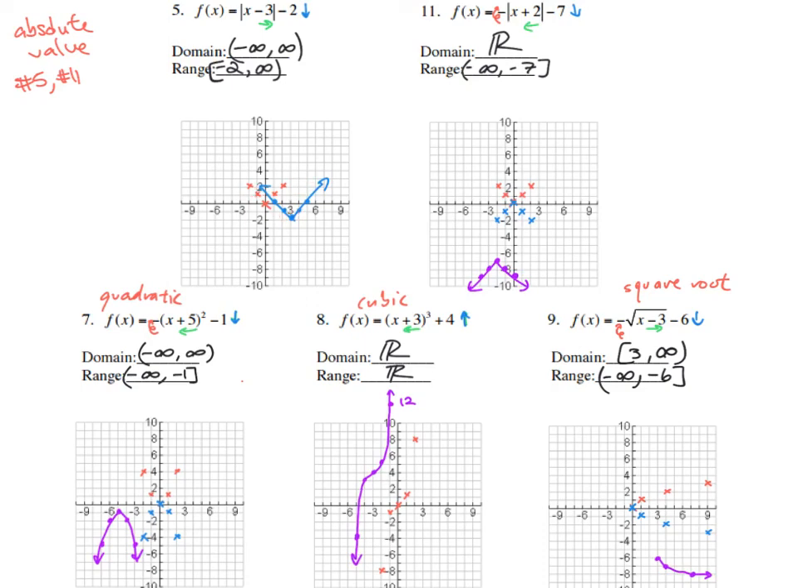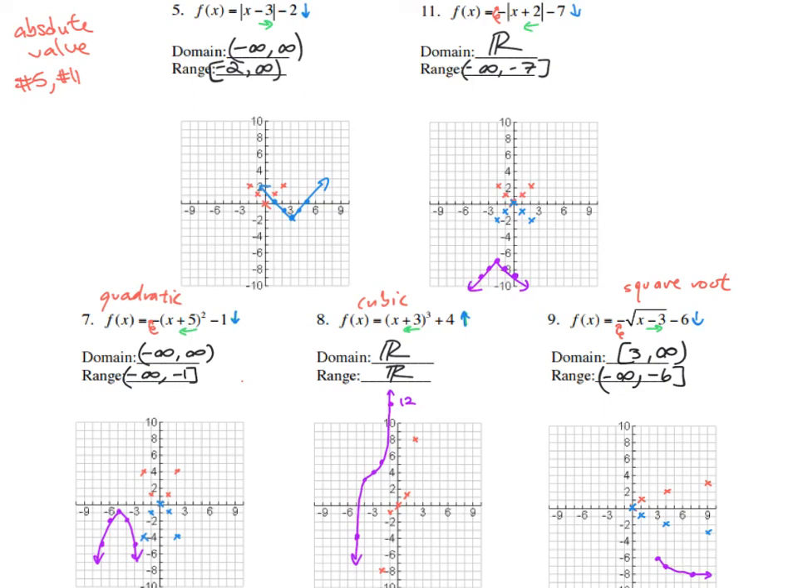For number 11, the parent x's are here because absolute value, they form a V. Remember, there's a sharp turn there. And then we reflect first, and then we shift left 2, down 7. So every point gets shifted left 2, down 7. There's the graph. Now the domain for each of these is all real numbers.